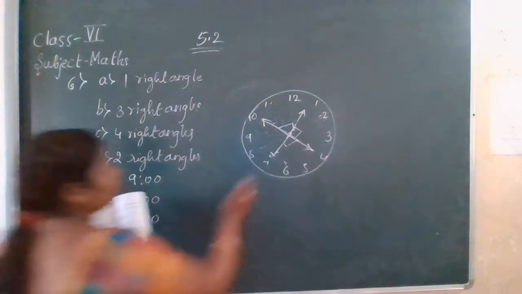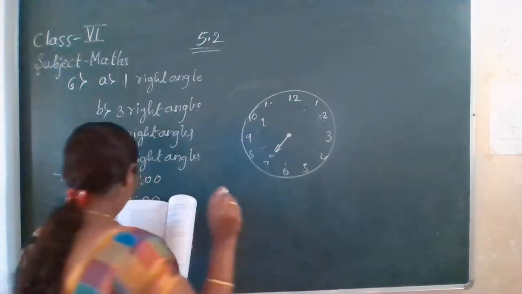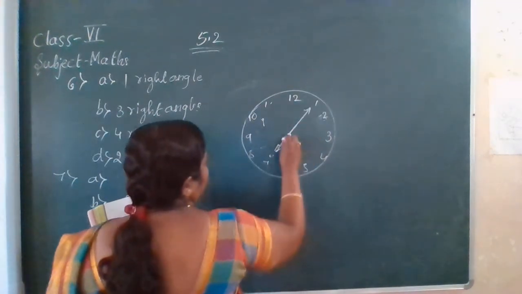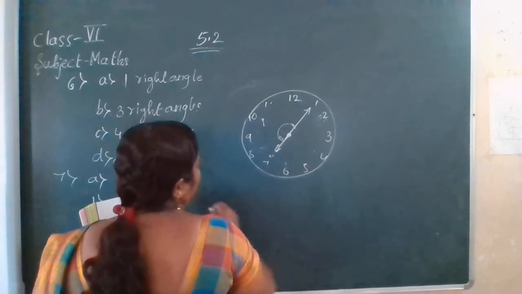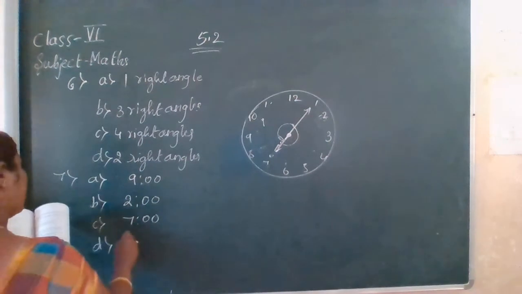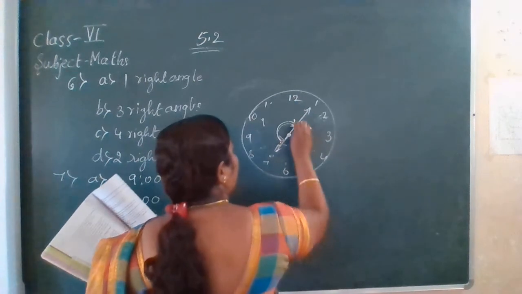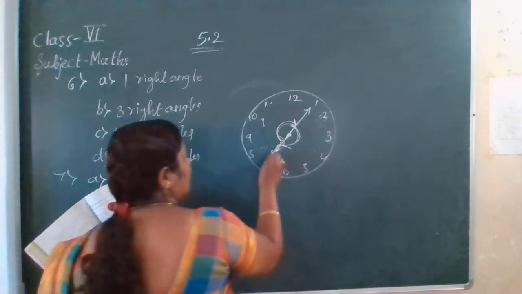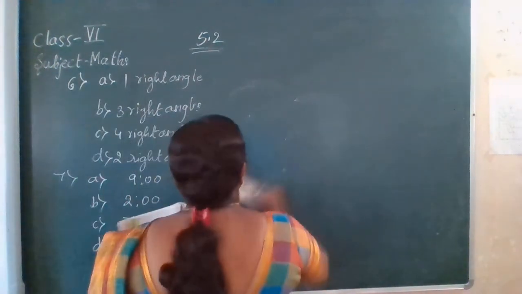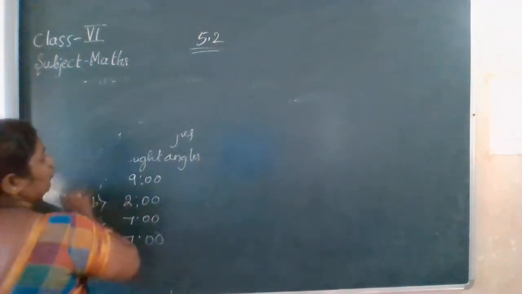D. From 7 and turns through two straight lines. Here one straight line, and this is another straight line. So where will it come back? Again it will come back to 7. From one straight line, another straight line, it will stop at 7 only. So the answer is 7. This is all about the 5.2 exercise, 6th and 7th questions.